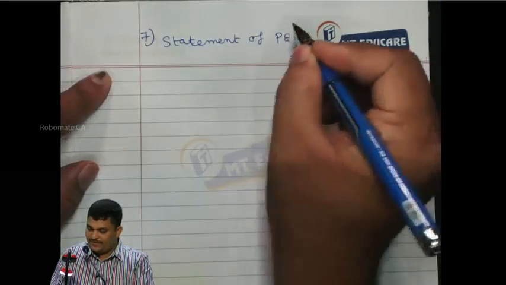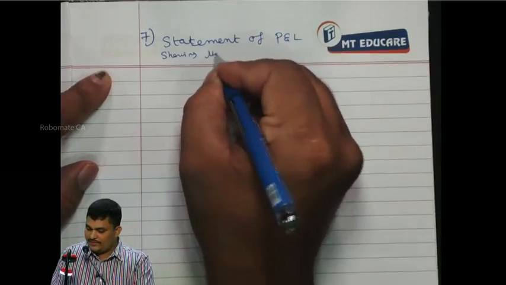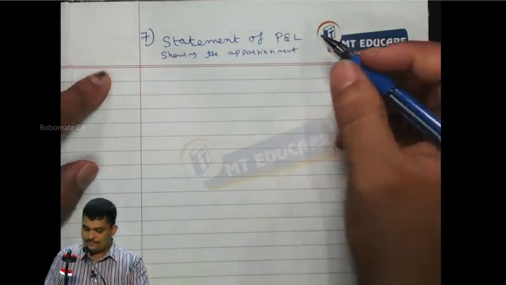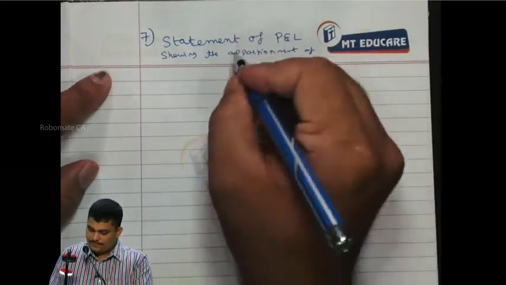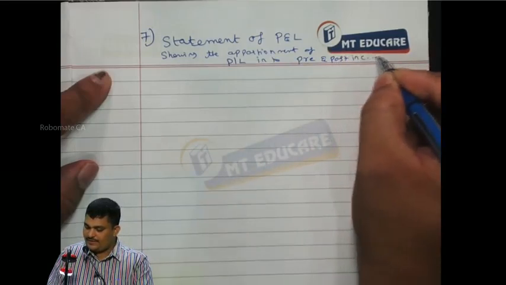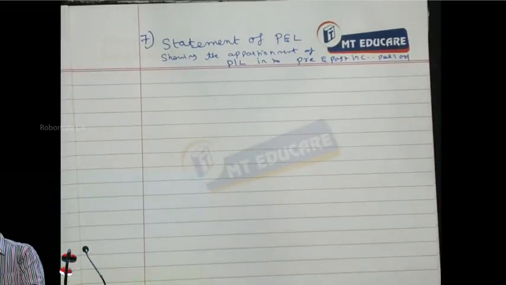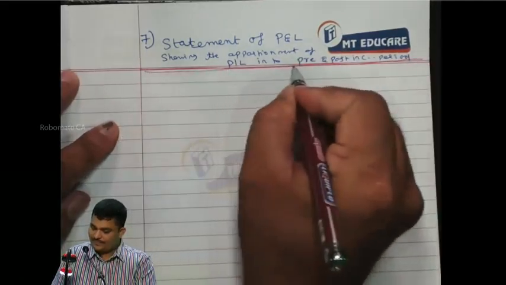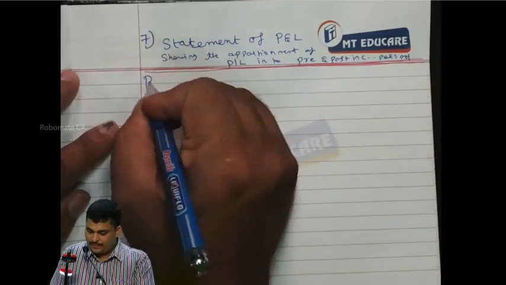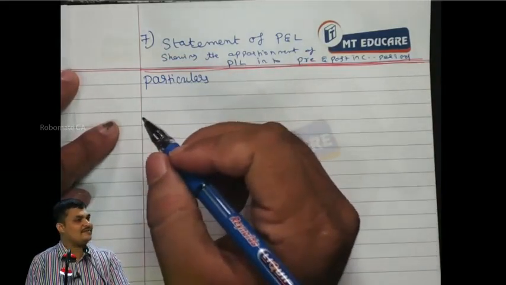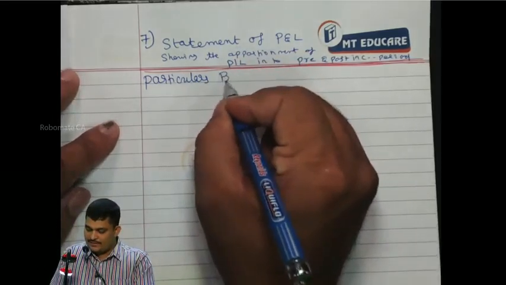Statement of profit and loss showing the apportionment of profit or loss into pre and post incorporation period. We have particulars, basis.